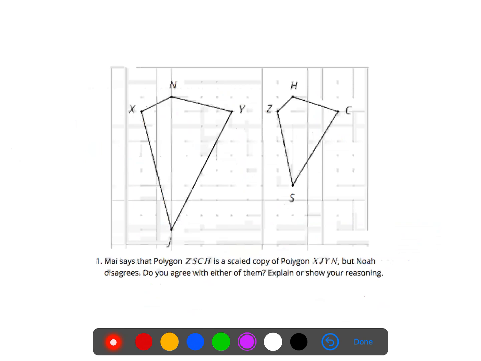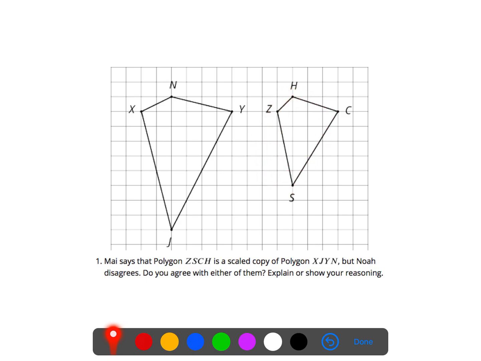Next, for the third question, we're going to look at 2 quadrilaterals there. And the first question tells us that this smaller polygon is a scaled copy of the larger polygon. That's what Mia said, but Noah disagrees. So let's look at that. We don't really have any measurements to base our decision on just yet, but looking at those figures, they do look similar. They don't look too distorted or stretched or squashed.